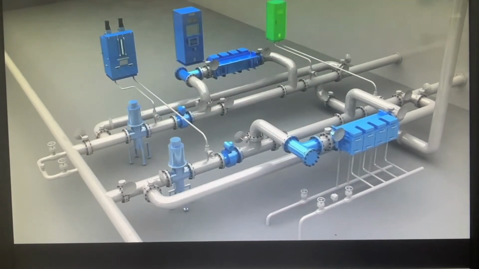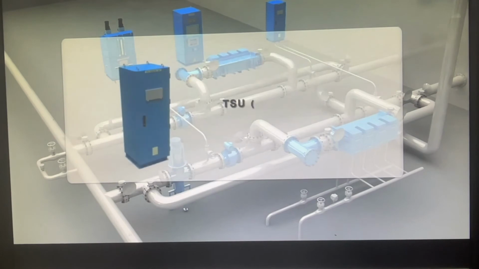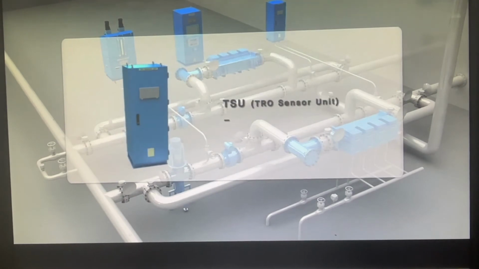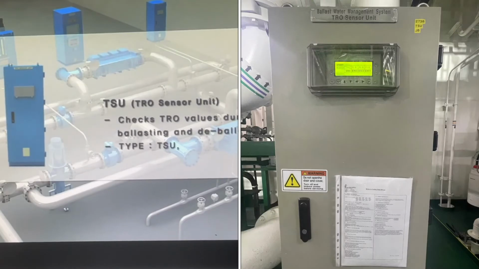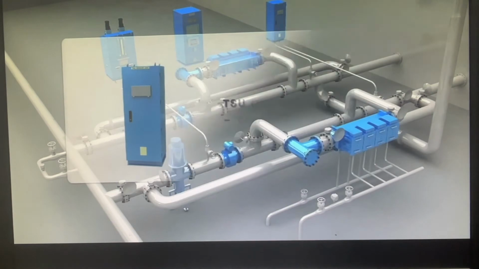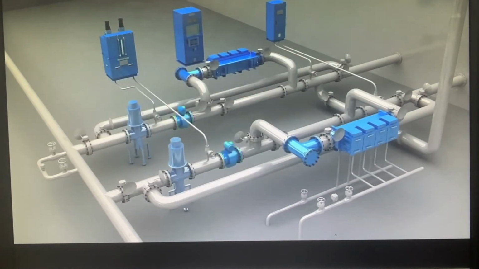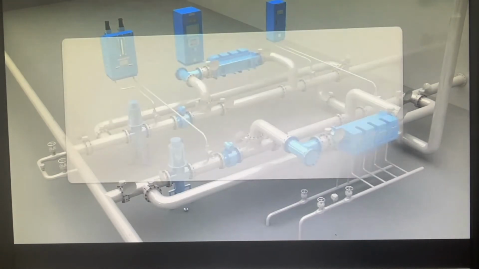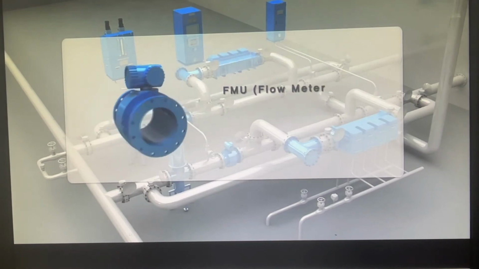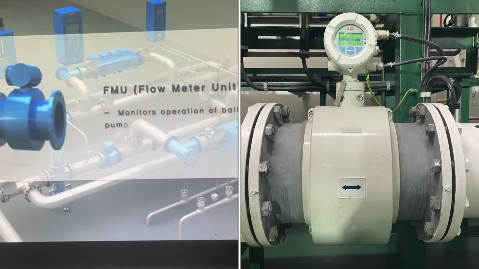TSU, TRO sensor unit, which measures the TRO, that is total residual oxidant concentration, and informs the control PC. FMU, flow meter unit, measures the flow rate.